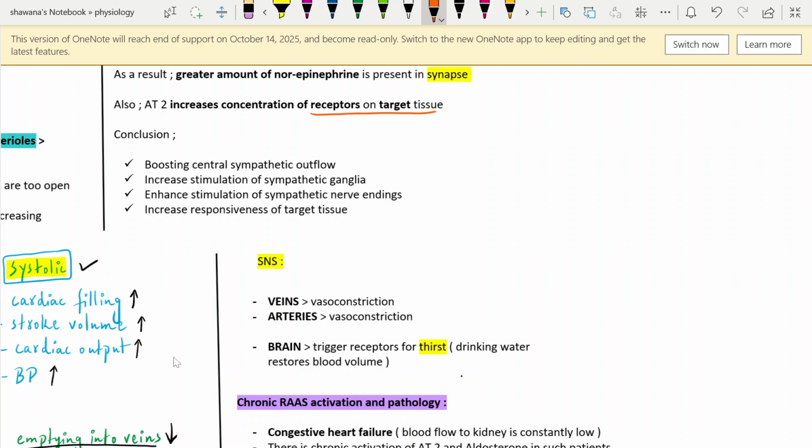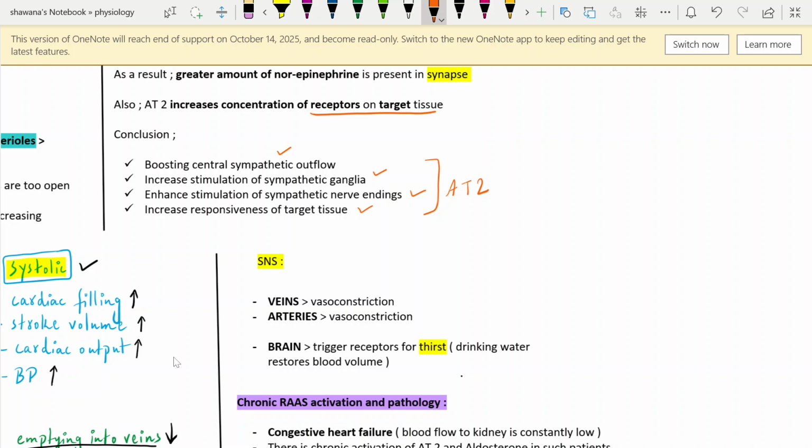Conclusion: under the effect of angiotensin 2, when sympathetic fire is there, it will cause the sympathetic outflow, stimulation of sympathetic ganglia, stimulation of sympathetic nerve endings, and increased responsiveness of the target tissue. It will all be under influence of angiotensin 2. And why do we need sympathetic outflow? Because in case of low blood pressure, sympathetic nervous system causes vasoconstriction and helps to restore the normal blood pressure.